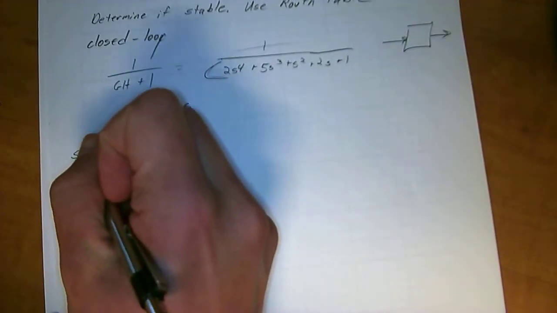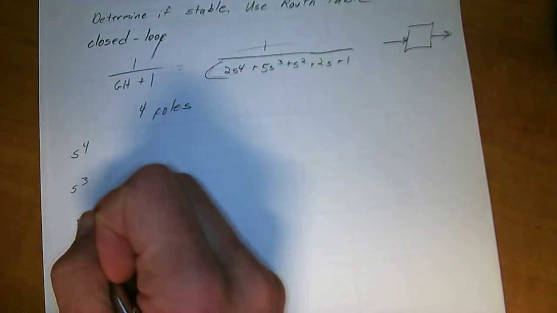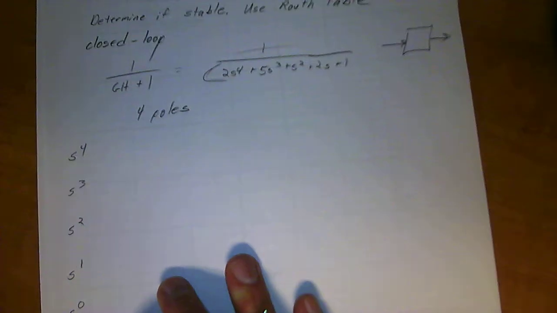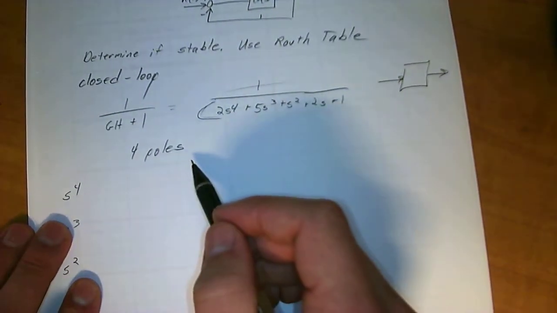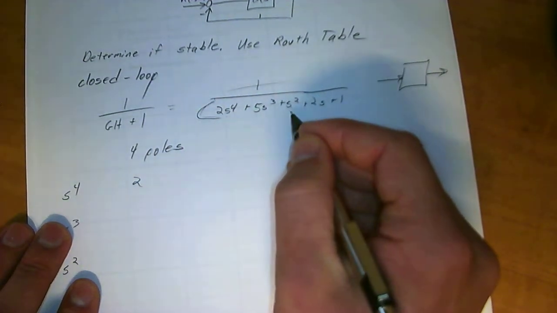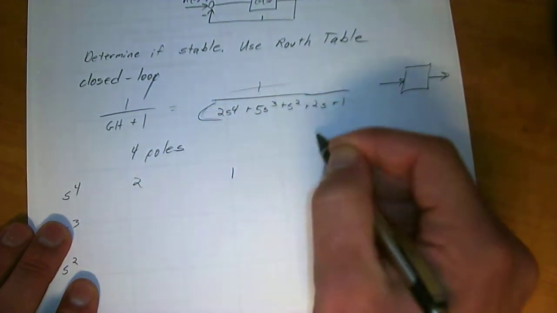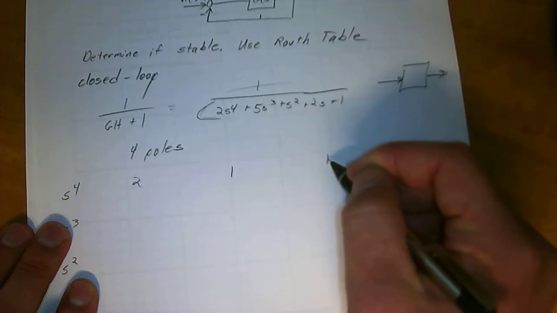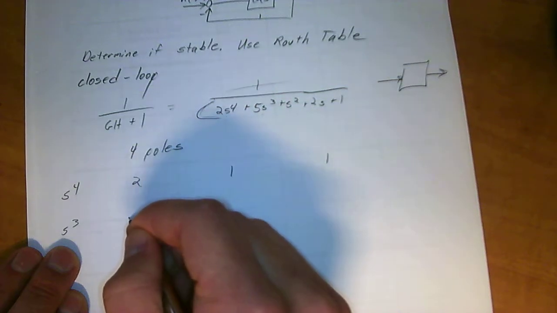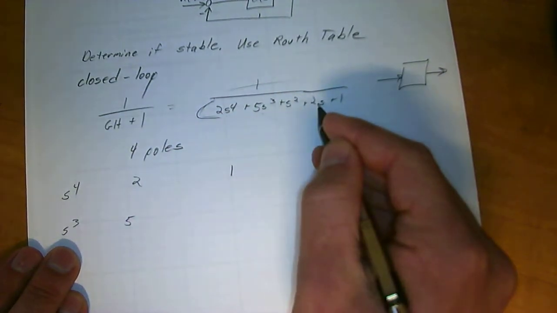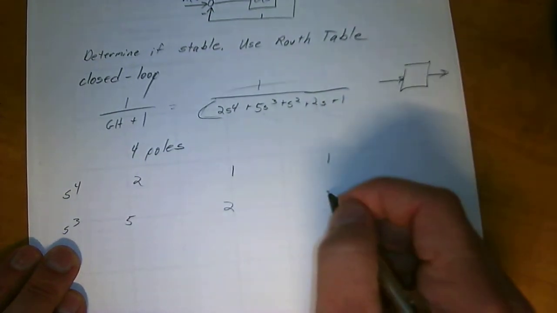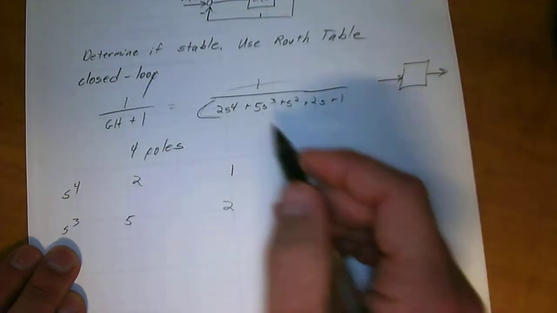Setting up our Routh table, you go s to the 4th, s to the 3rd, s squared, s to the 1, s to the 0. Then setting up the first column, for s to the 4th, the coefficient is 2. Then skipping over, s squared, the coefficient is 1. Then skipping over again, the number is 1. And then for s cubed, we've got a coefficient of 5. Skipping over, 1, 2. And then from there, skipping over, 1, 0. So we've filled out our first 2 columns.